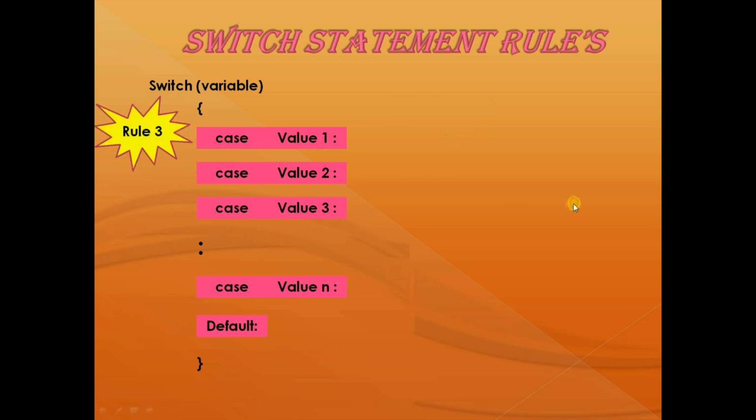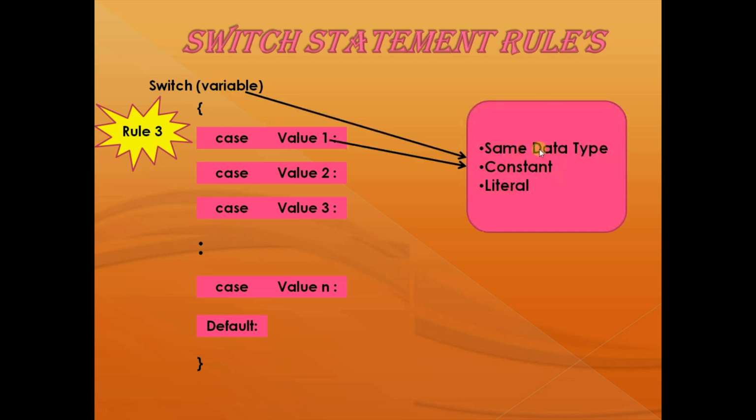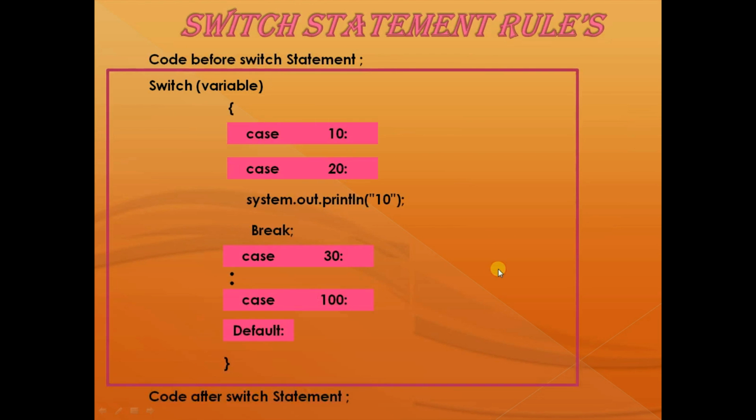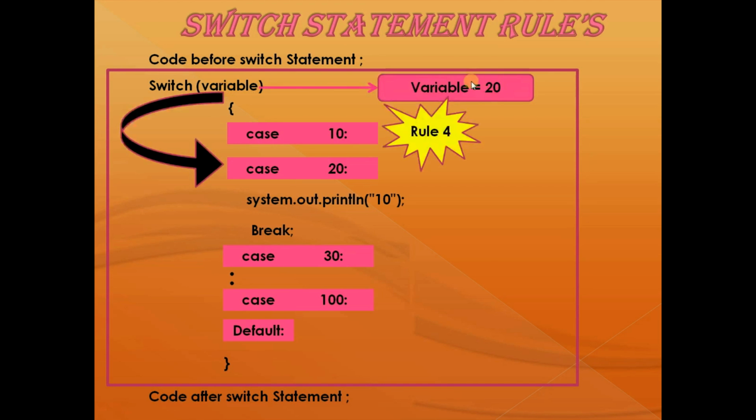Another rule is that the value of a case must be the same data type as the variable in the switch and it must be a constant or a literal. Another rule is when the variable being switched on is equal to a case, the statement following that case will execute until a break statement is reached.